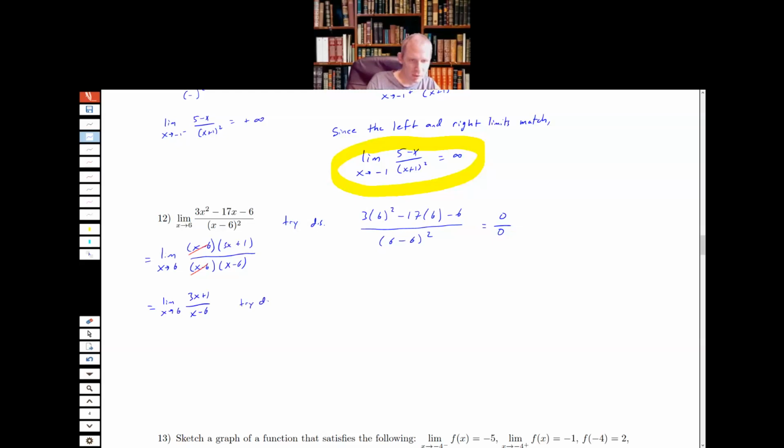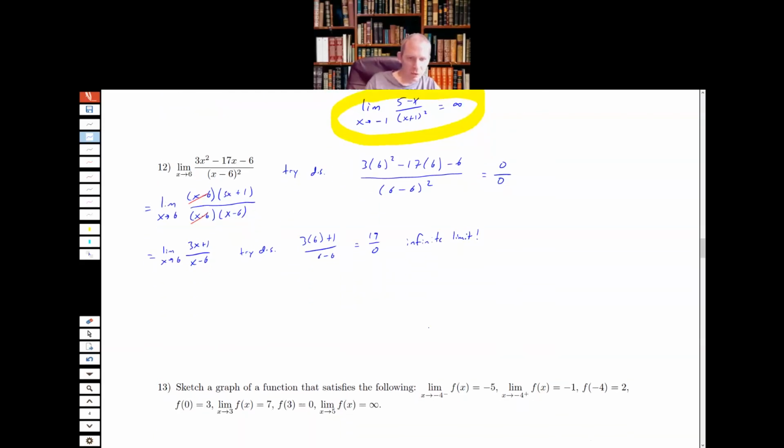And now I try direct substitution like we normally do. And I get 3 times 6 plus 1 over 6 minus 6, which is 19 over 0. So I'm not allowed to do direct substitution here. What I have is an infinite limit. Okay, so I have an infinite limit again. So once again, I'm going to check the left and right-hand sides.